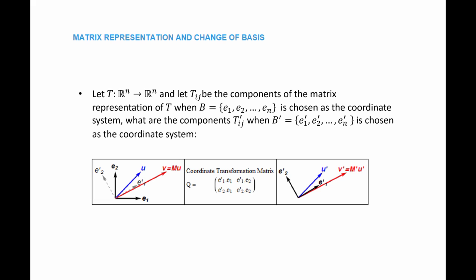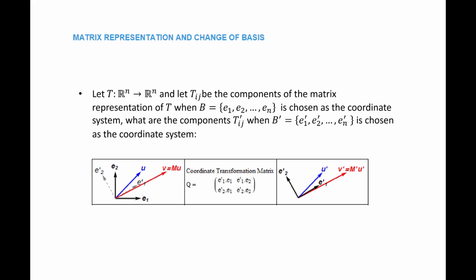We studied before that if I have E1 and E2 and a vector U in a coordinate system, and if I have a new coordinate system E prime 1 and E prime 2, then the coordinate transformation matrix Q is made out of the components E prime 1 dot E1, E prime 1 dot E2, E prime 2 dot E1, E prime 2 dot E2.